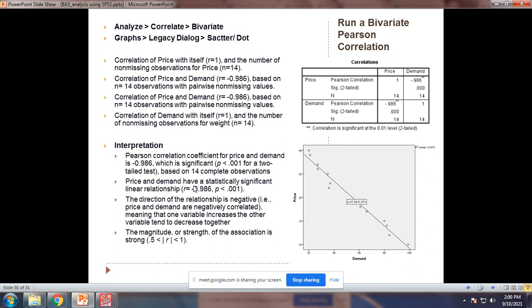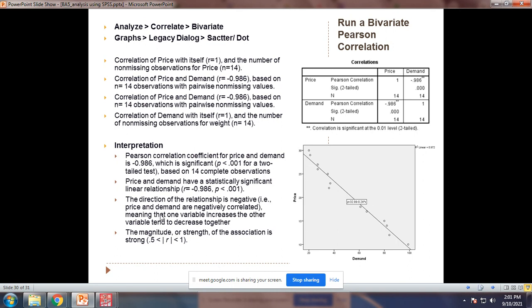The next is, again you can write it alternatively as: price and demand have a statistically significant linear relationship. Here please add negative linear relationship. R value is minus 0.986, comma P is less than 0.001. Either write it like this or write it like the second point. Any one way you can write your first point in your interpretation, either point 1 or point 2. Fine.